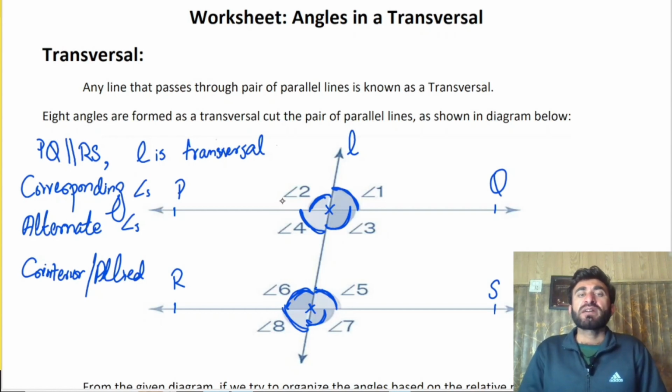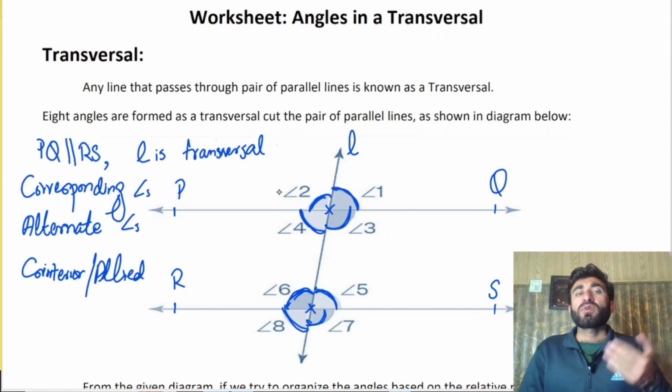So three types of angles are to be discussed in a transversal. There are 4 pairs of corresponding angles in a transversal. Similarly, there are 4 pairs of alternate angles, out of which 2 are interior and 2 are exterior, and there are 2 pairs of co-interior or allied angles as well.